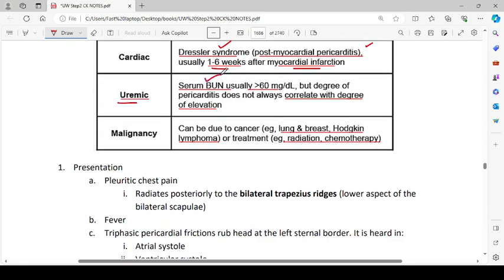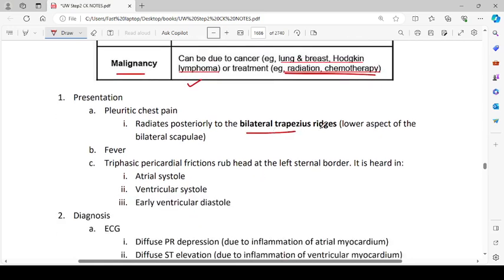Uremic causes: serum BUN usually more than 60 milligrams per deciliter, but the degree of pericarditis does not always correlate with the degree of elevation. And malignancy, it can be due to cancer, for example, lung and breast, Hodgkin lymphoma, or treatment, for example, radiation and chemotherapy. Presentation: pleuritic chest pain, which radiates posteriorly to the bilateral trapezius ridges.